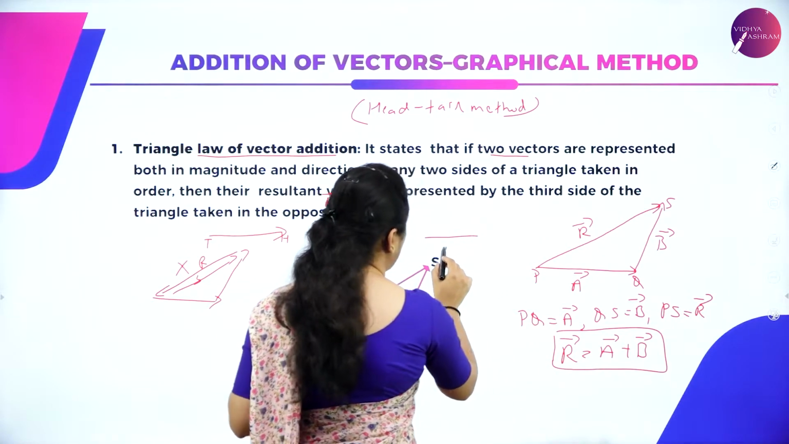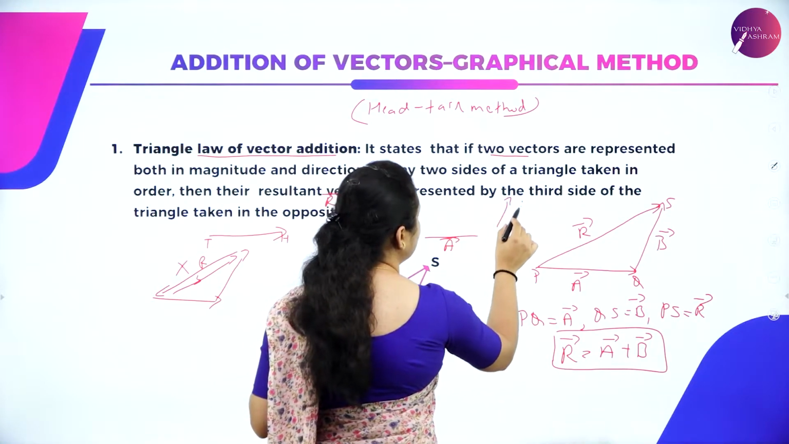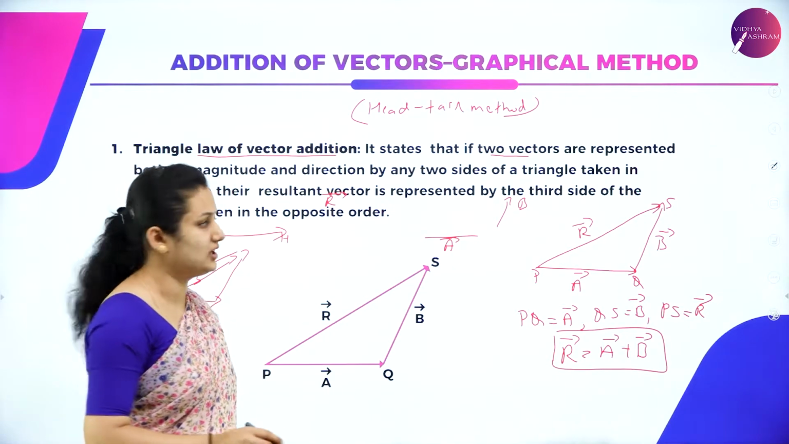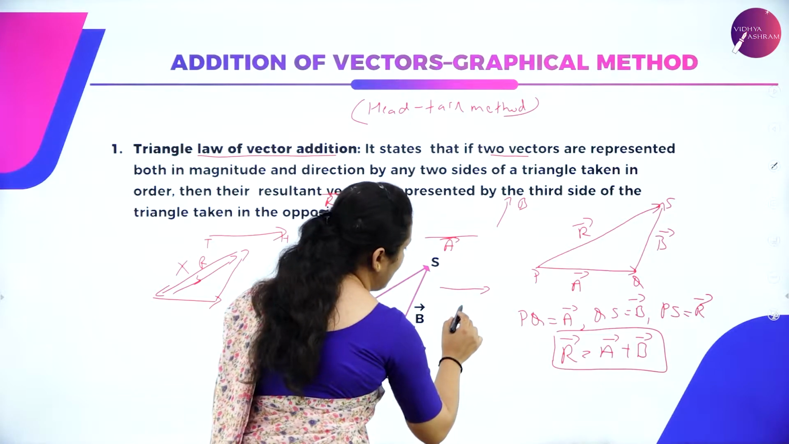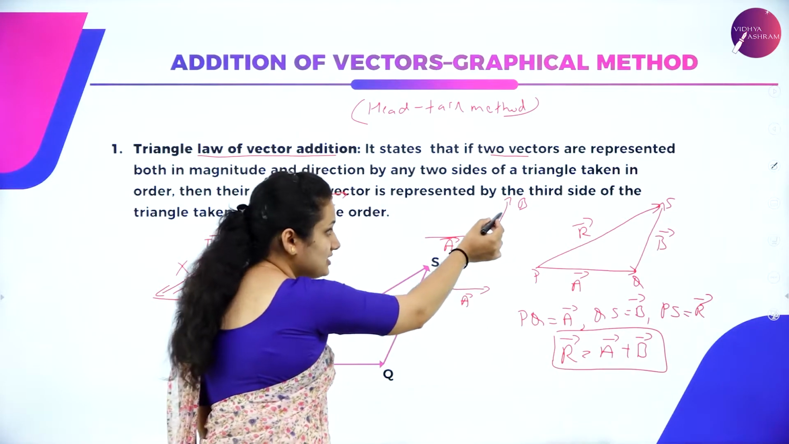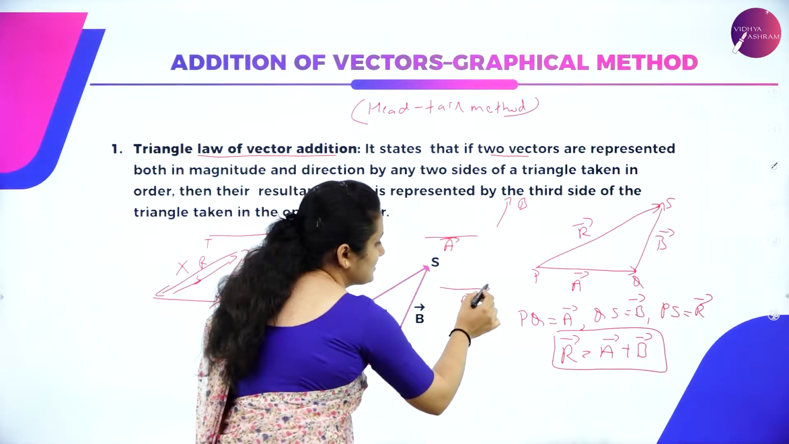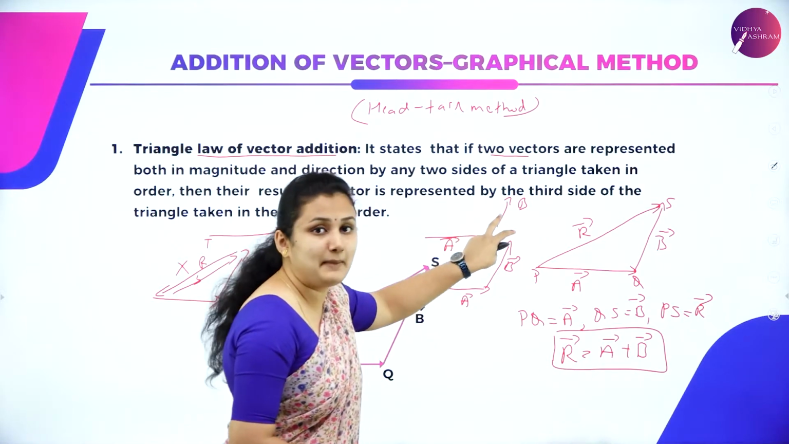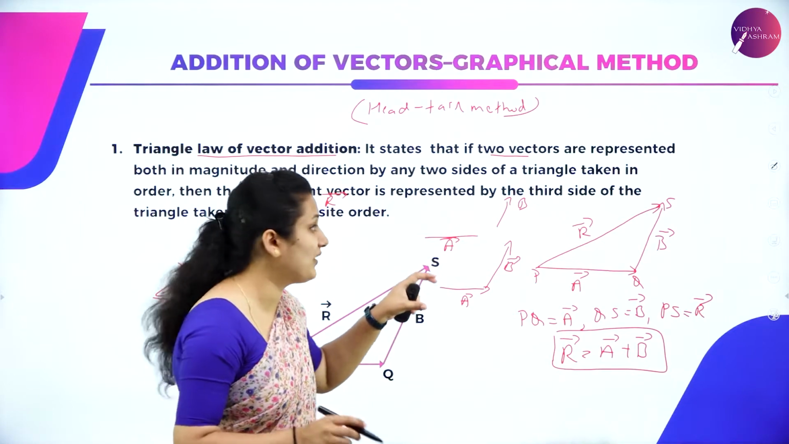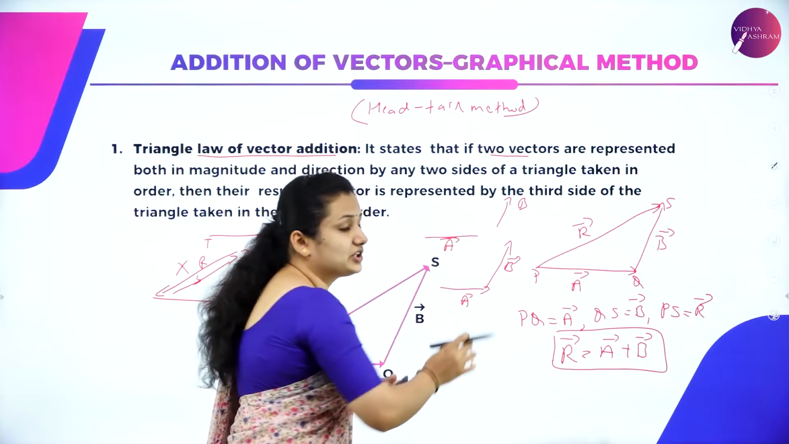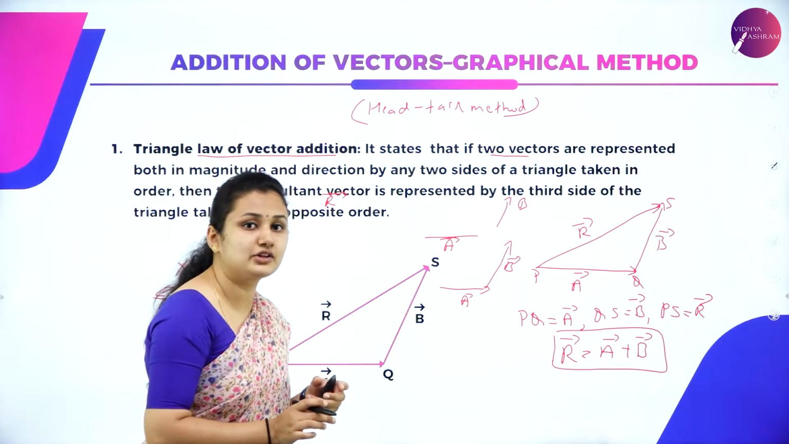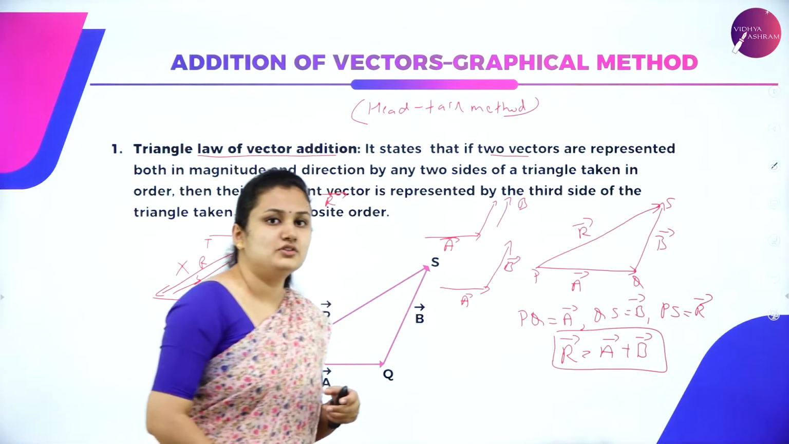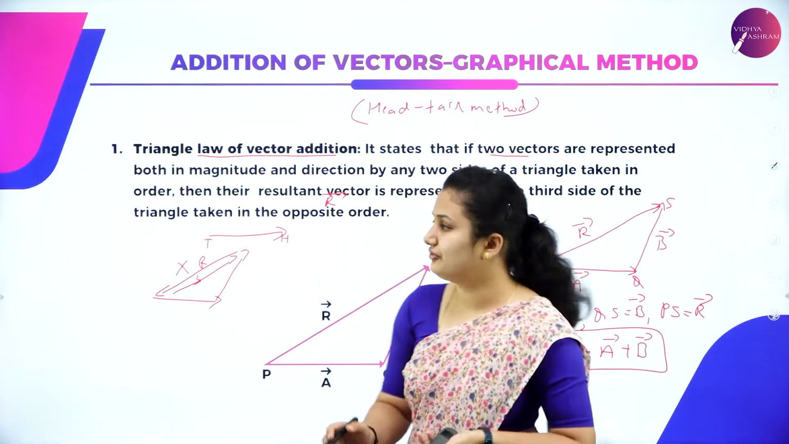Suppose you have vector A and you have vector B. I have to join these two to create the triangle law of vector addition. How will I join? I have vector A. Carefully I'll bring this arrow B and place it at the head of the arrow A. Its direction and magnitude should not change, and we fix it to the head of the arrow like this. So this is the triangle law of vector addition.